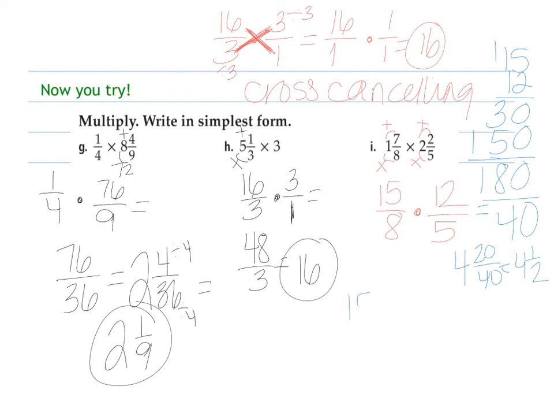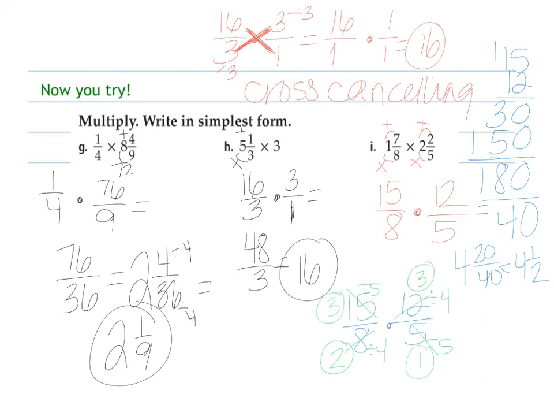Let's look down here one more time. 15/8 times 12/5. I know that 8 and 12 can both be divided by 4. So that's going to change to a 2, and that's going to change to a 3. And then I know 15 and 5, notice I'm only looking at my diagonals, can both be divided by 5. So that's going to change to a 3, and that's going to change to a 1.